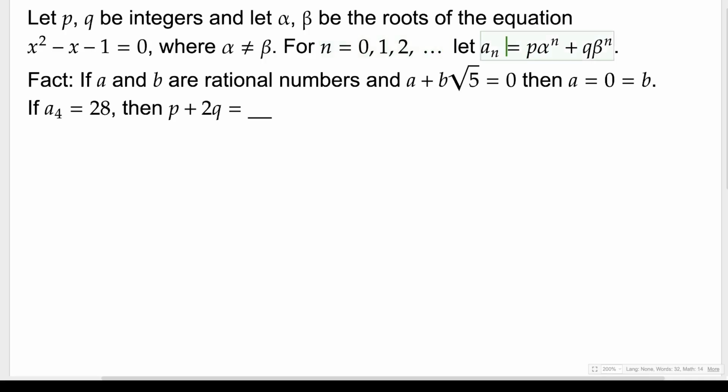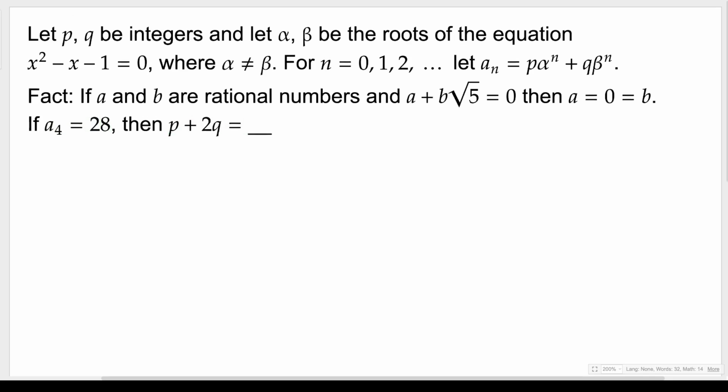So here it is defined that a subscript of n is given as p times alpha to the power n plus q times beta to the power n, where n belongs to the set of non-negative integers. And we are given a fact here, that if a and b are rational numbers and a plus b times square root of 5 is equal to 0, in that case a and b have to be 0. So that is the given fact. If a subscript of 4 is 28, then we need to compute the value of p plus 2 times q. That is the requirement of the problem statement.